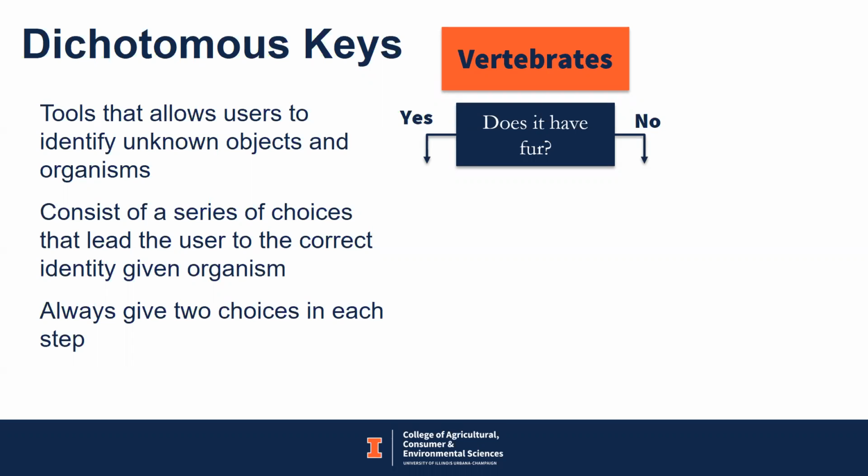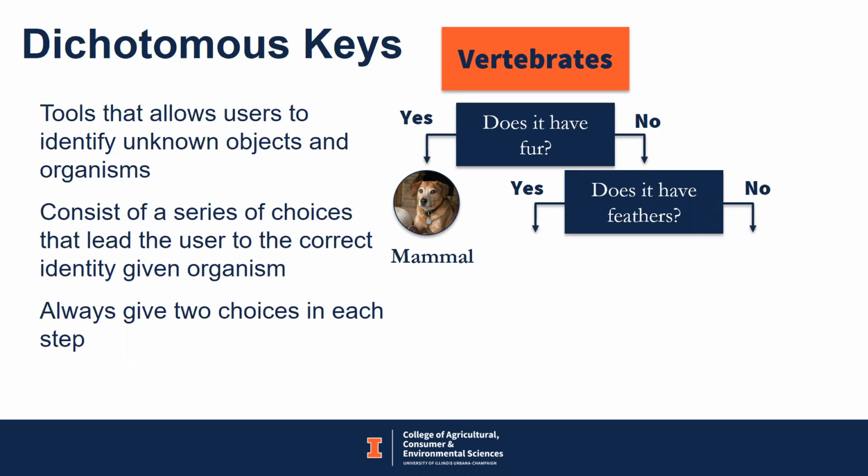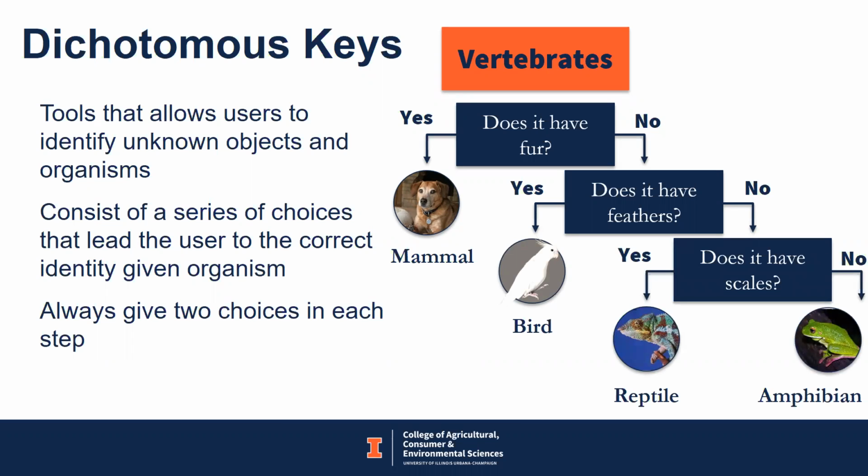As an example here, I've recreated a simple dichotomous key that illustrates how to identify an unknown vertebrate animal. The first question there: does it have fur? If you answer yes, then you have a mammal, and that happens to be my dog, Riley. If you answer no, it goes to the next question. Does it have feathers? If you answer yes, then you have a bird, which is my bird Artemis. If you answer no, then you go to the next step: does it have scales? If you answer yes, then you have a reptile. If you answer no, then you have an amphibian. So that's just a very basic example of how a dichotomous key works.